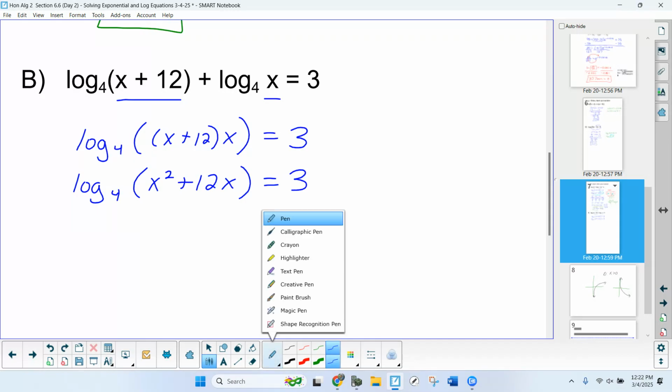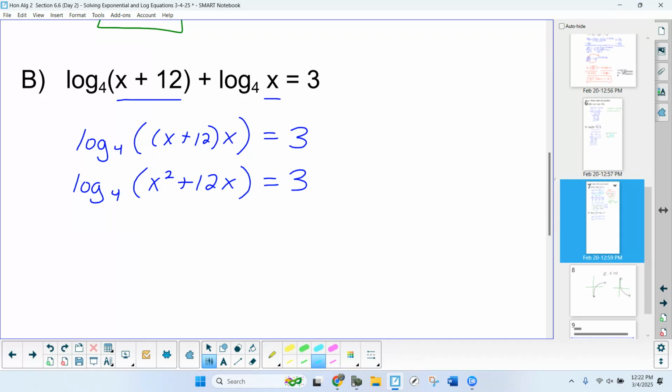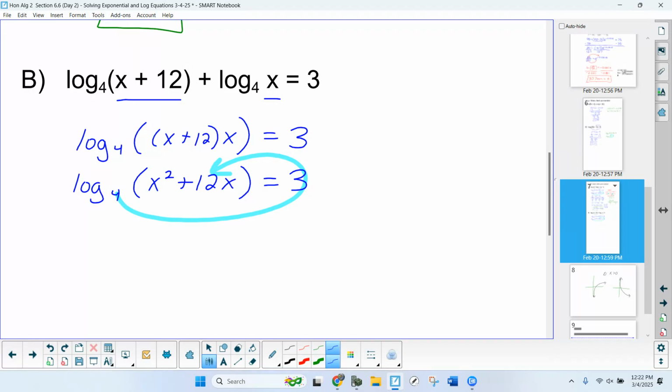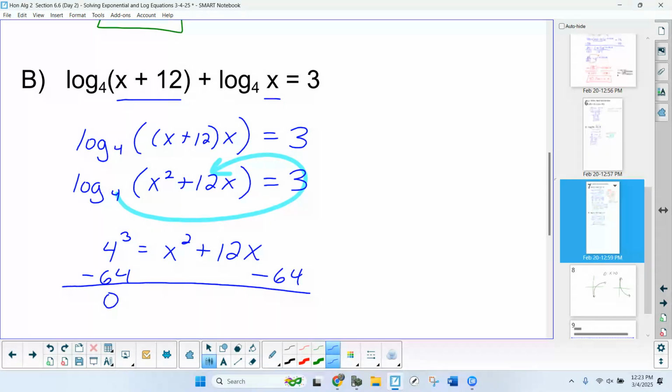Now what do you want to do? Swoop. See, that's why I really like swoop. If it's a log form, put an exponential. If it's an exponential, put a log. All right, now what do you get when you swoop? 4 to the third equals x squared plus 12x. Okay, and what is 4 to the third? 64. And how do you get that over here? You see that? So what is your quadratic? X squared plus 12x minus 64.